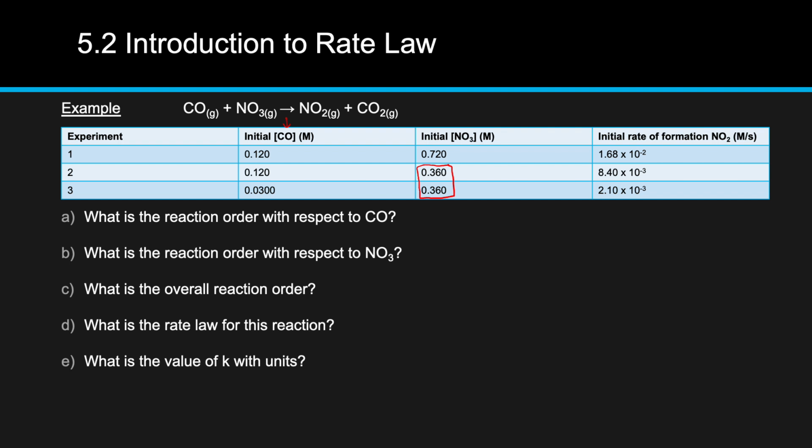So from experiment 3 to 2, we are going to multiply that concentration of CO by 4. So that's going to increase by 4. And if we look at the rate going from 3 to 2, that is also being multiplied by 4. So since the concentration and the rate are being multiplied by 4, that means they're going to be increasing at the same rate. So it's going to be first order. So the concentration of CO is going to be to the first order.